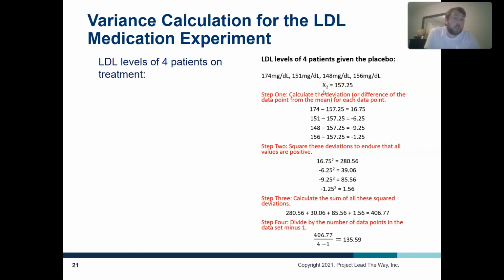I should say the mean was 157.25, not the average. Looks like I need to take that number away from each of the values that we have. That gives me a difference of 16.75, negative 6.25, negative 9.25, and negative 1.25. And then I square each of those numbers. If you end up getting a negative number after this step, you've done something wrong. If you square a negative, you should get positive every single time, I promise.